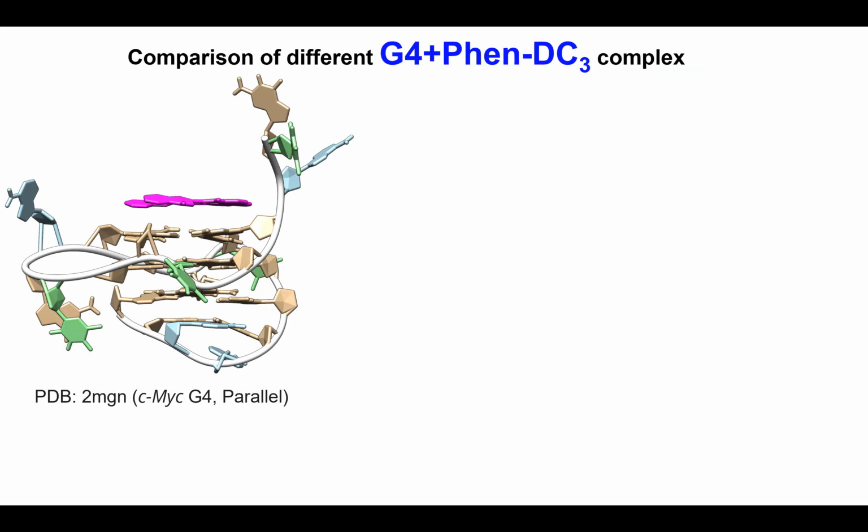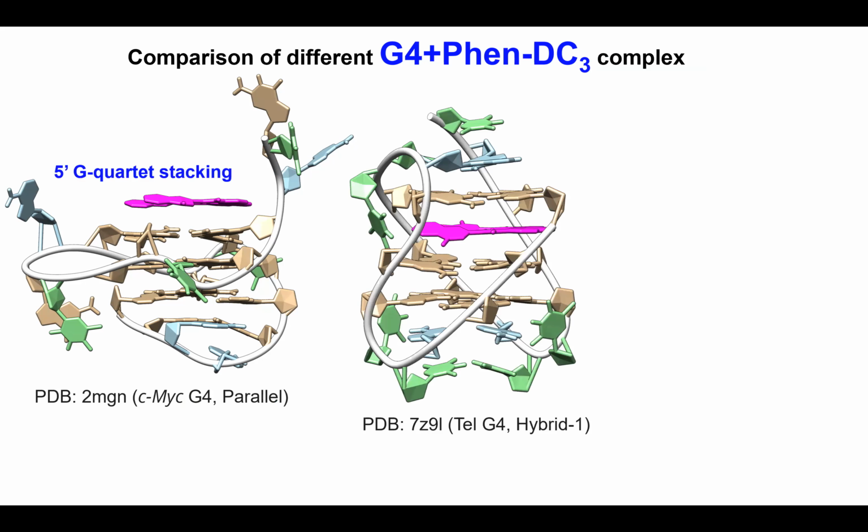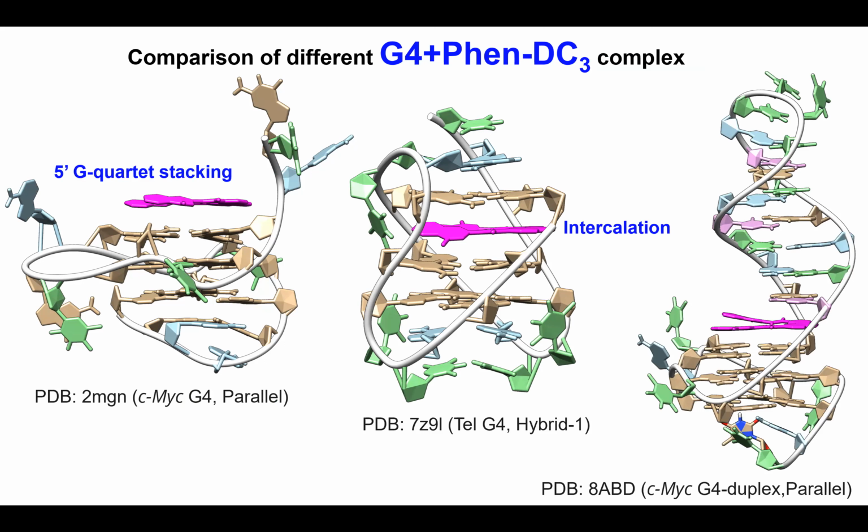So in this structure, we can see the ligand only stacks with the top 5' G quartet. Then this is our structure. We can see that the ligand not only stacks, it actually intercalates in the G-quadruplex structure, and thereby it further stabilizes it. And after our structure, there are some new structures also.